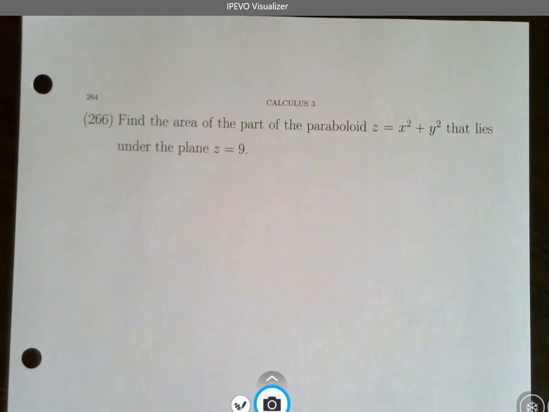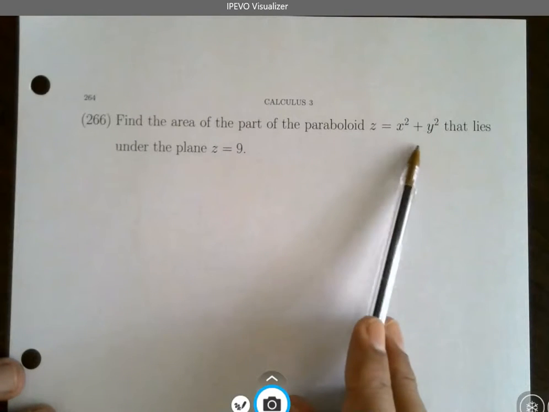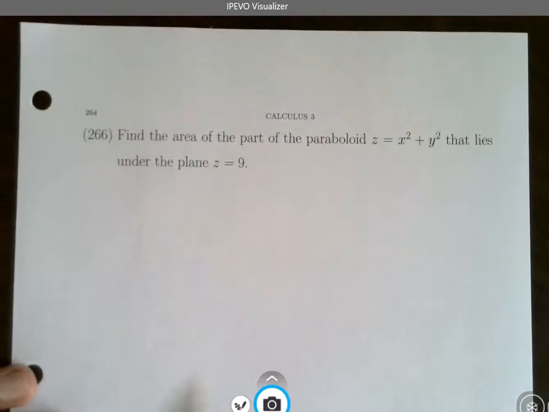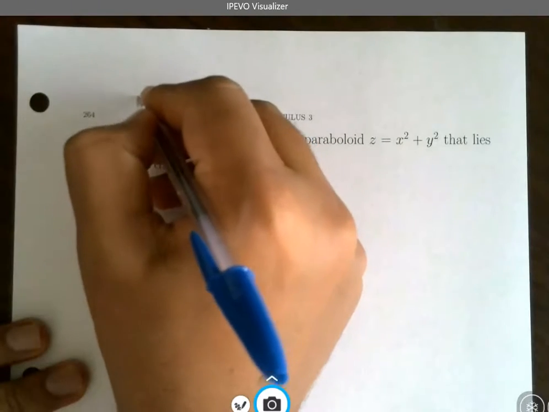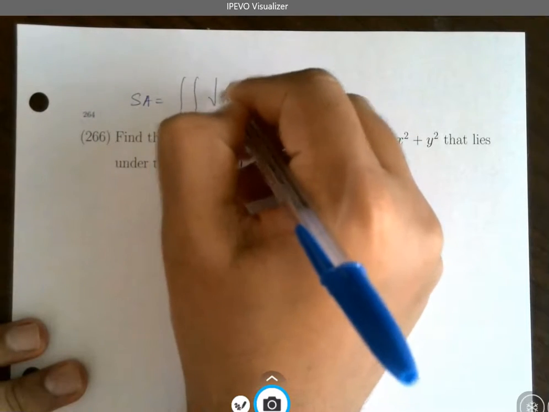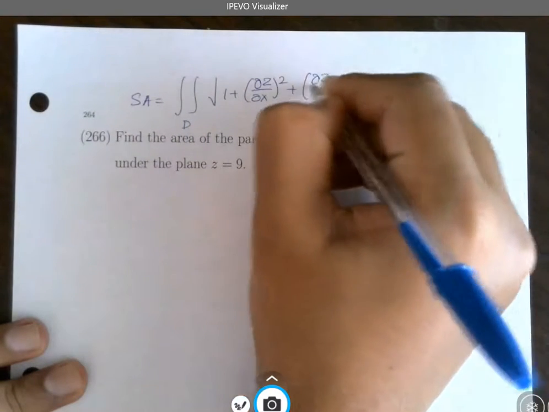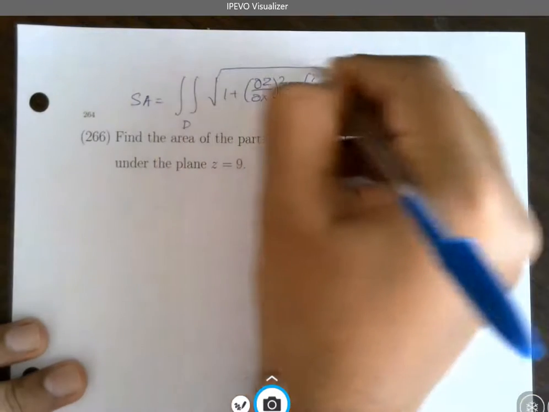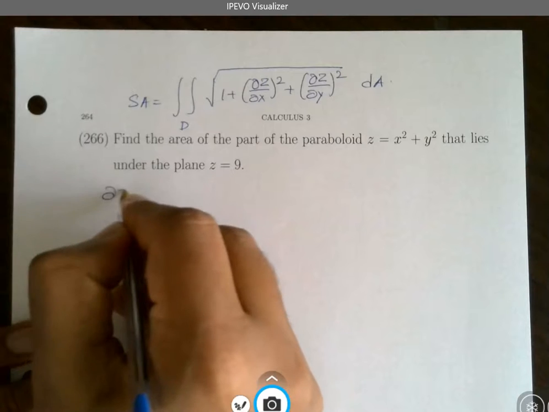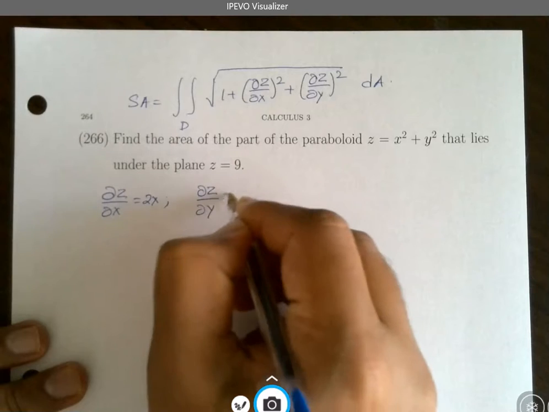You want to find the surface area of the part of the paraboloid z equals x squared plus y squared that lies under the plane z equals 9. Now, your surface area formula was the double integral over the domain of the square root of 1 plus (∂z/∂x) squared plus (∂z/∂y) squared dA, right? So ∂z/∂x is going to be 2x, and ∂z/∂y is going to be 2y.